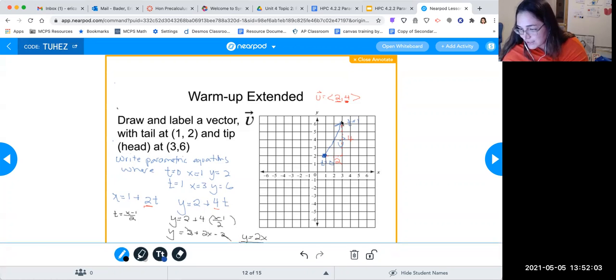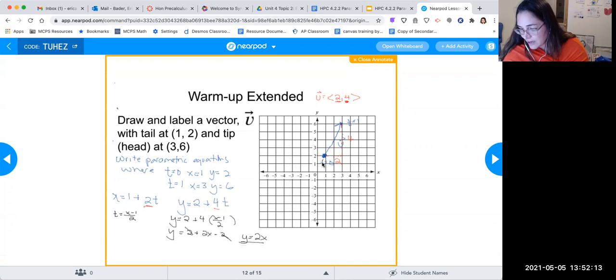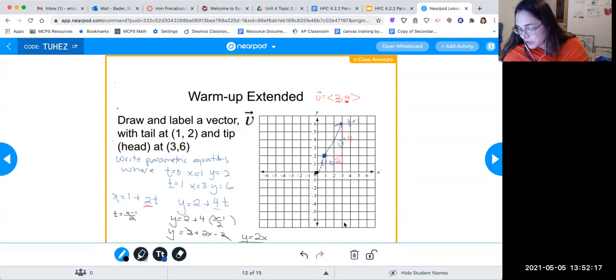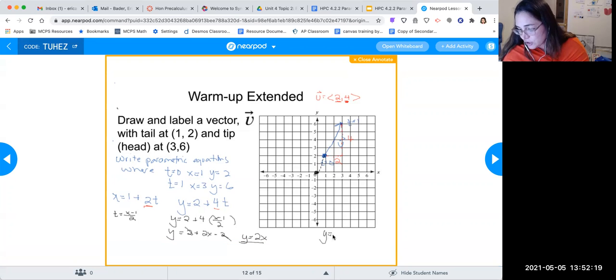And if we actually did continue graphing this line, the linear model for this equation would be y equals 2x. Because if you continued with the slope of 2, your y-intercept would be 0. So using y equals mx plus b, you have y equals 2x plus 0, or y equals 2x.